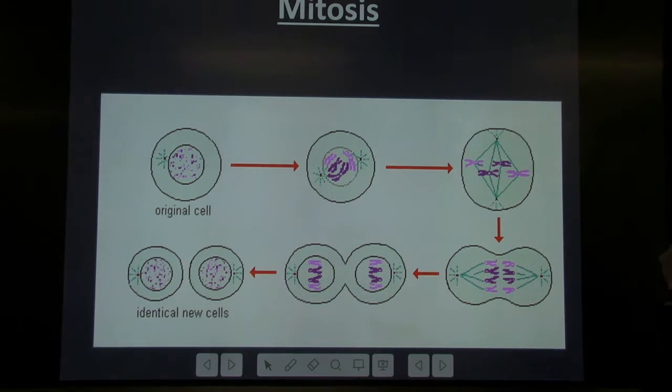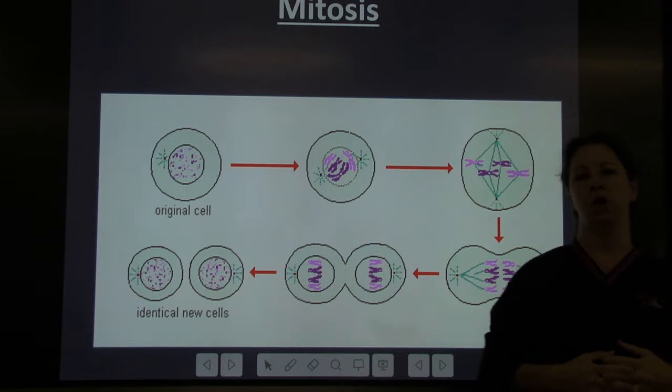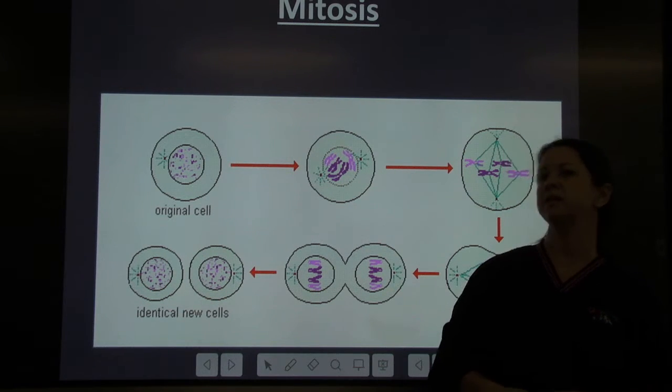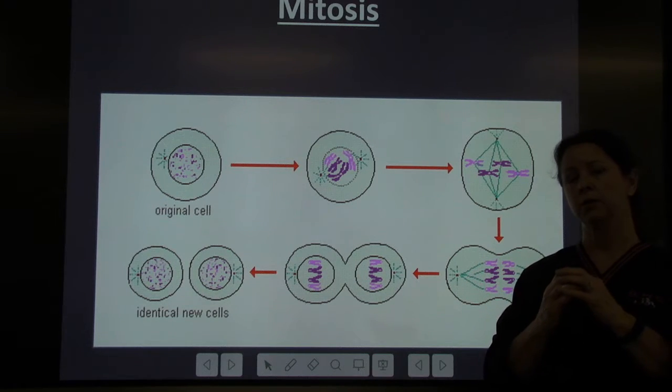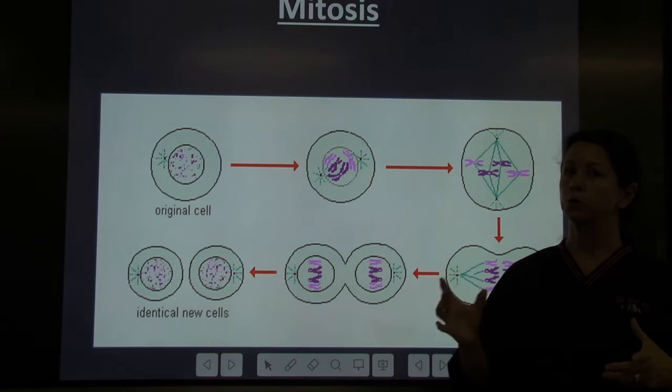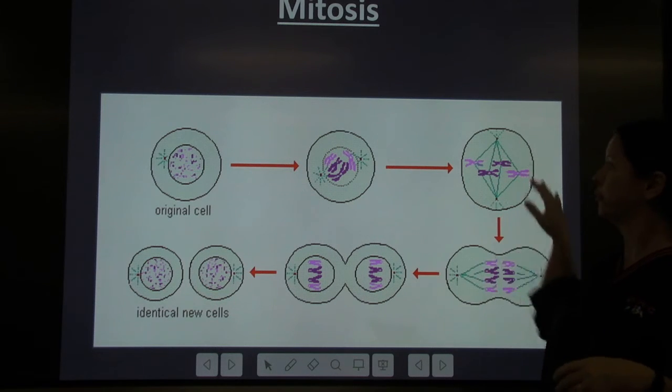We covered mitosis when we did our unit on cells. Mitosis is how cells reproduce. You go from having a single cell to two identical daughter cells. So this is cellular reproduction, and this is just a quick review.